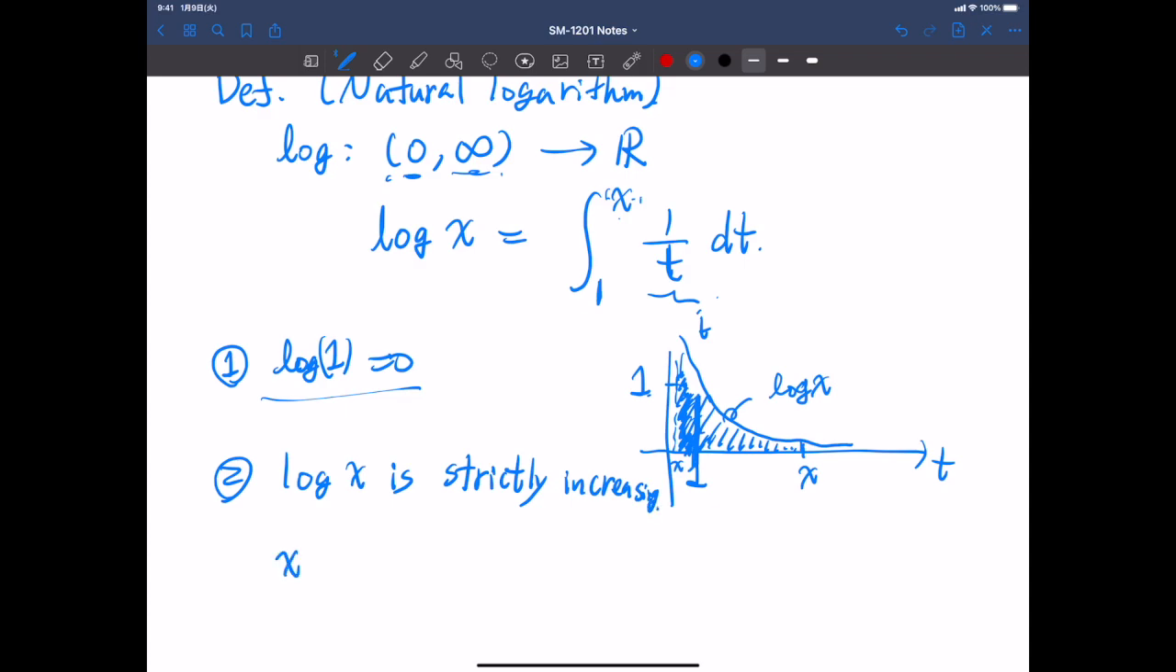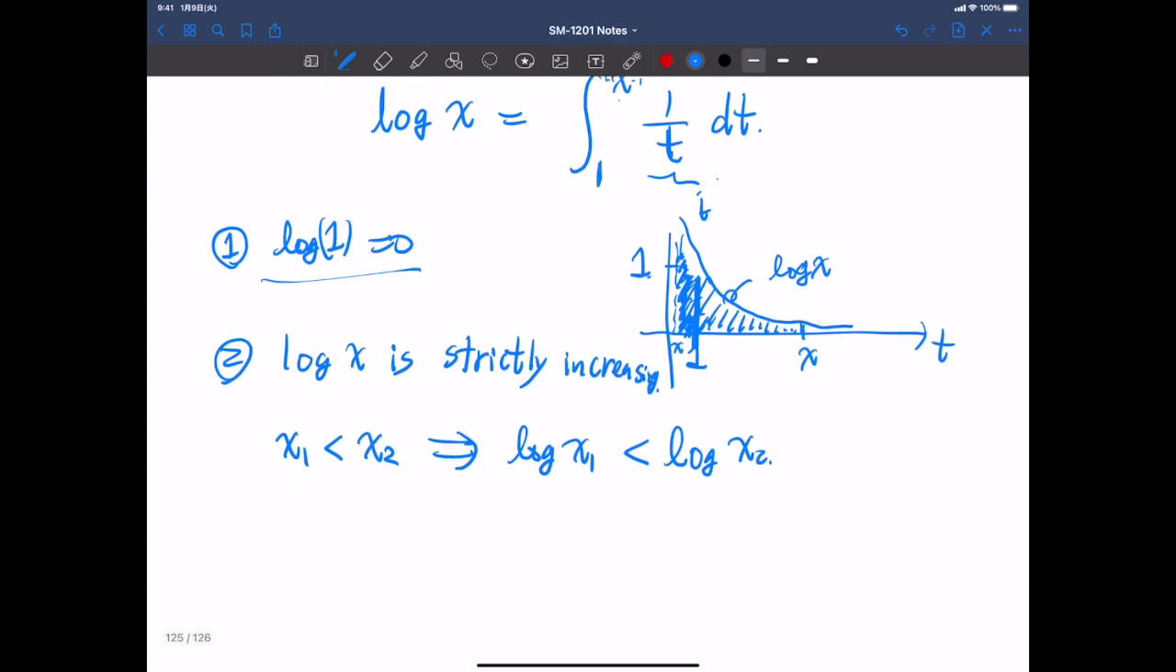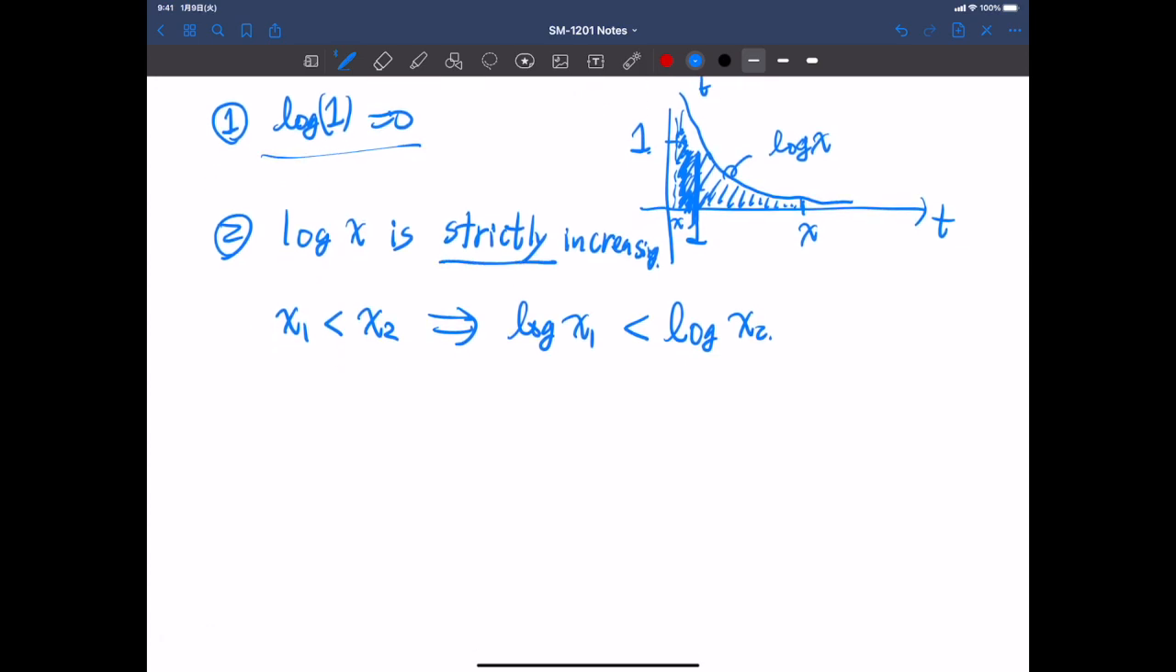This means if x1 is less than x2, then log of x1 is less than log of x2. We say strictly; this means if x1 is less than x2, then log of x1 cannot be equal to log of x2. It is strictly less than this. So this means strictly increasing. And the third property is that this is continuous.